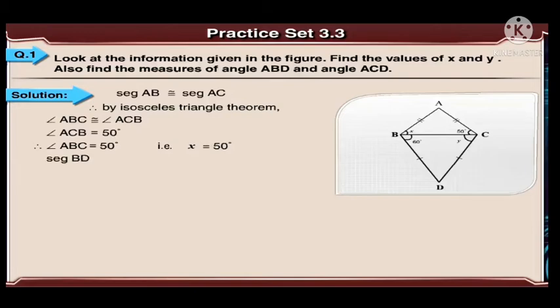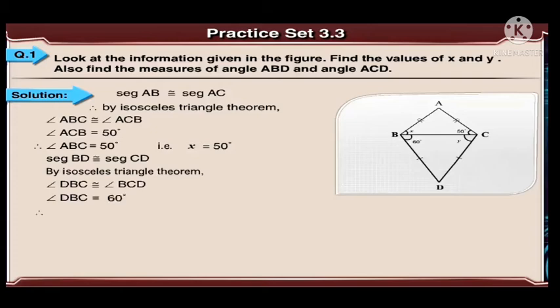Now, let us consider triangle BCD. Segment BD is equal to segment CD. By isosceles triangle theorem, angle DBC is congruent to angle BCD. It is given that angle DBC is equal to 60 degrees. Therefore, angle BCD is also 60 degrees. That is, y is equal to 60 degrees.